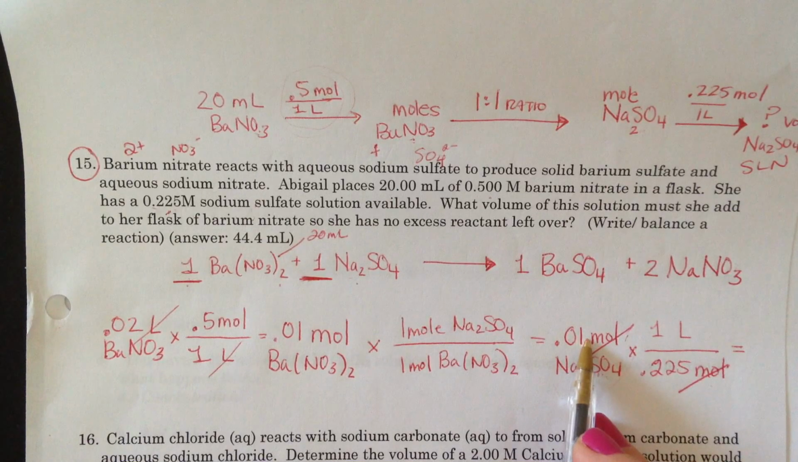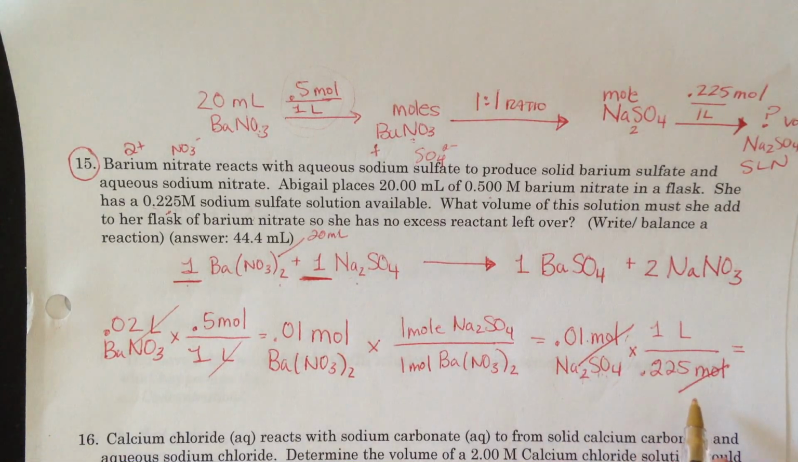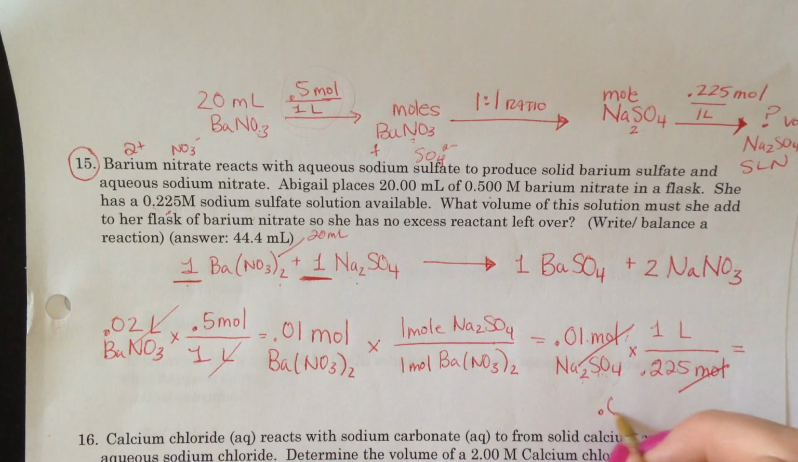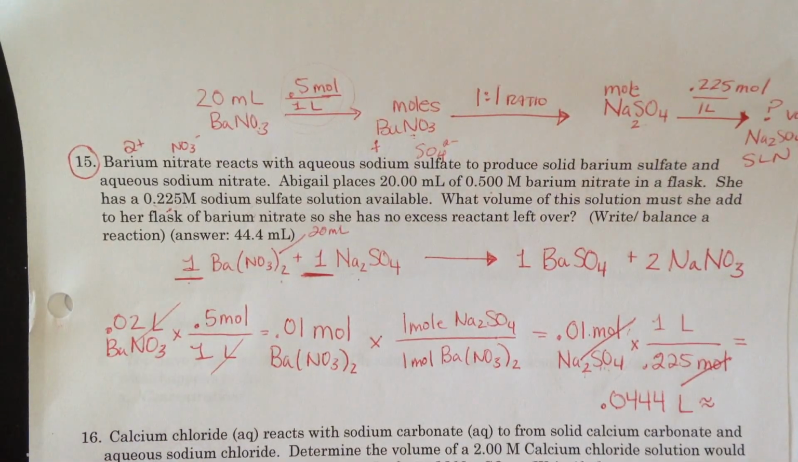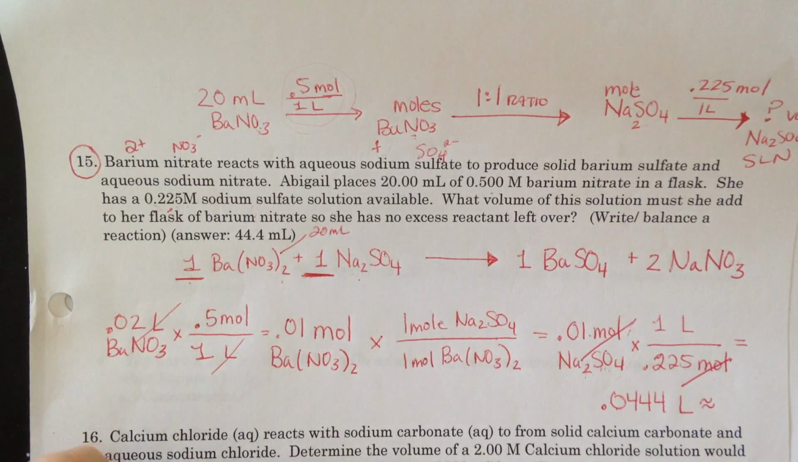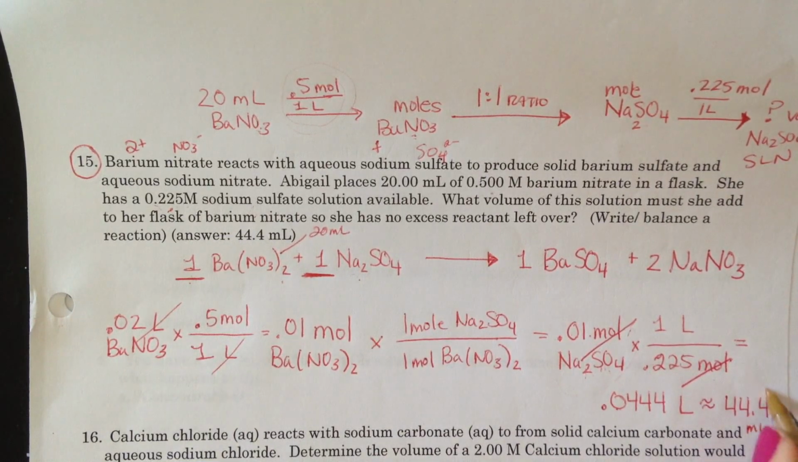So I take 0.01 divided by 0.225, and I should get 0.0444 liters. Now that is a really small number in terms of liters. If we turn that into milliliters, there are 1,000 milliliters in a liter. So multiply that by 1,000, and you should get 44.4 milliliters.